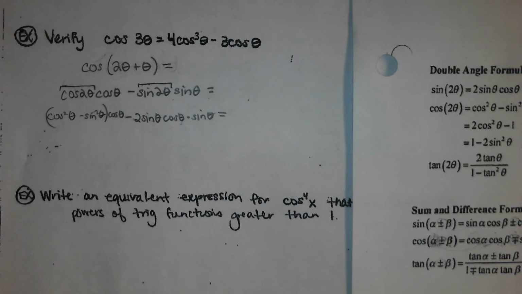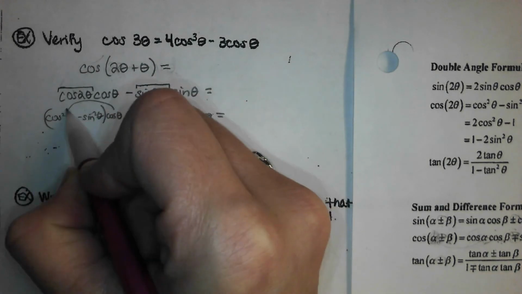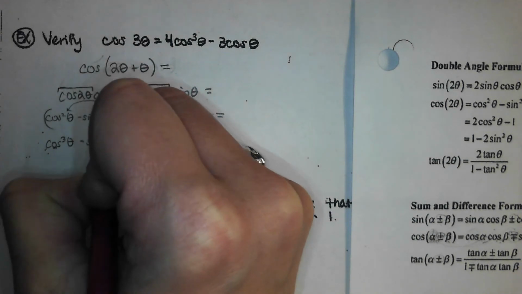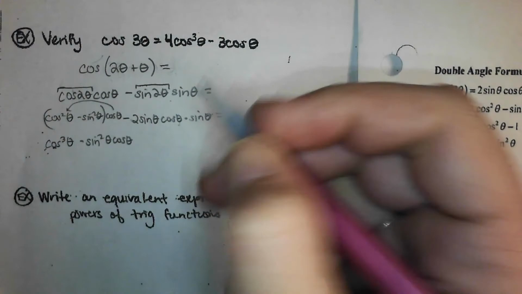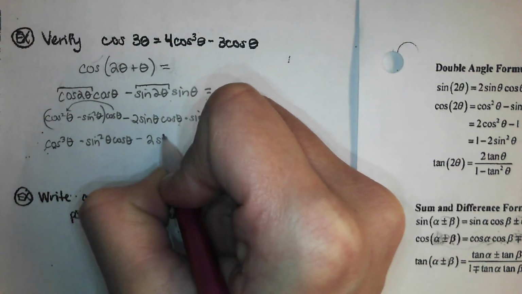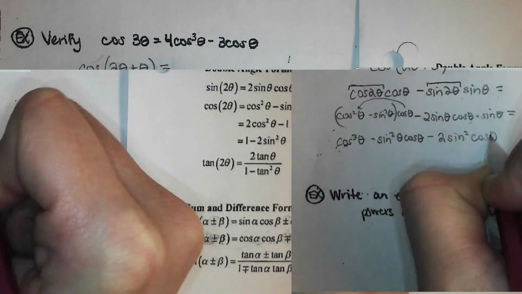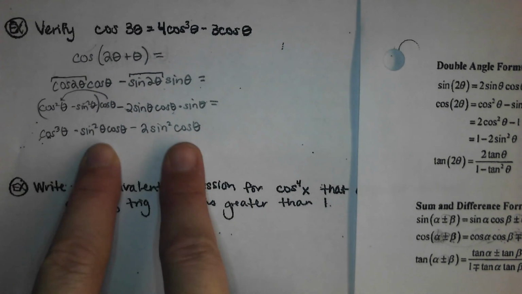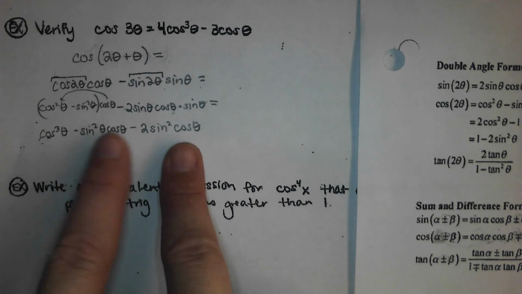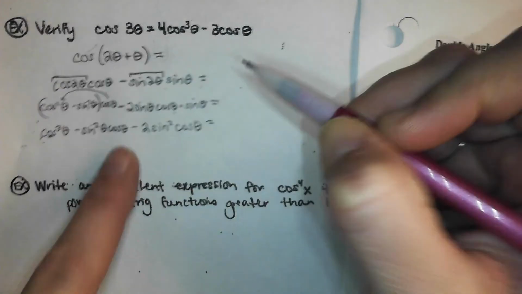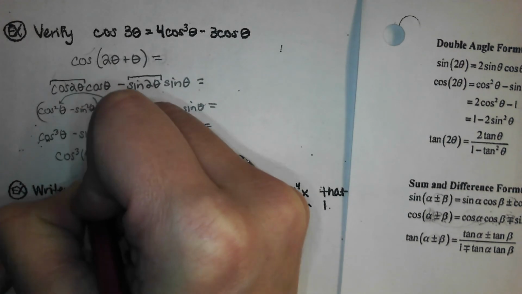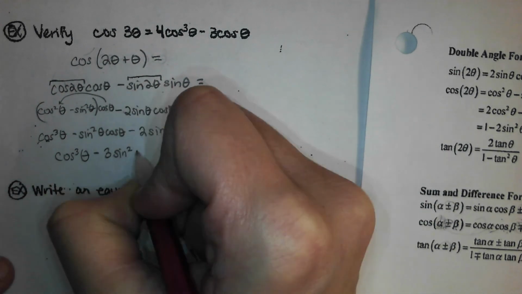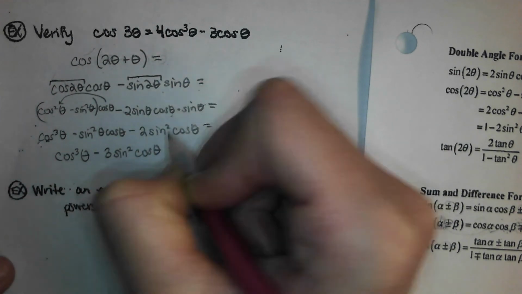In which case I would have to distribute: cosine cubed theta minus sine squared theta cosine theta minus 2 sine squared cosine theta. That's not bad because these are combinable, right? I got minus 1 minus 2. So that would be cosine cubed theta minus 3 sine squared cosine theta.